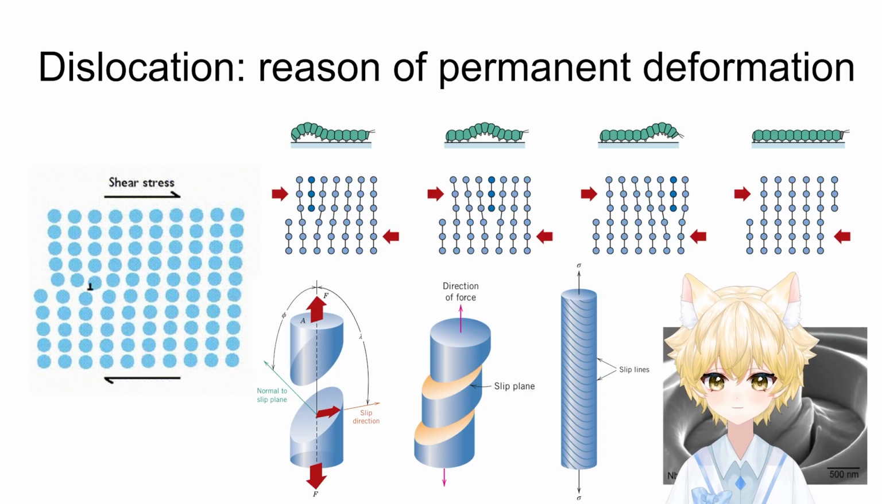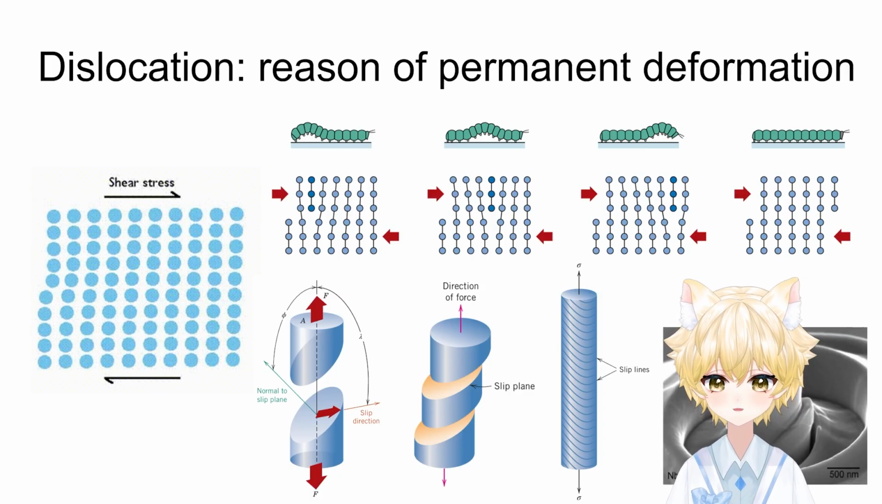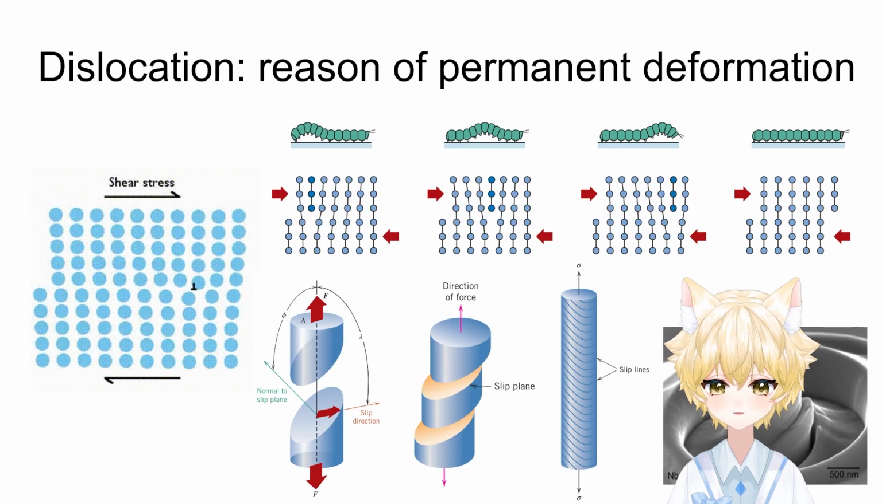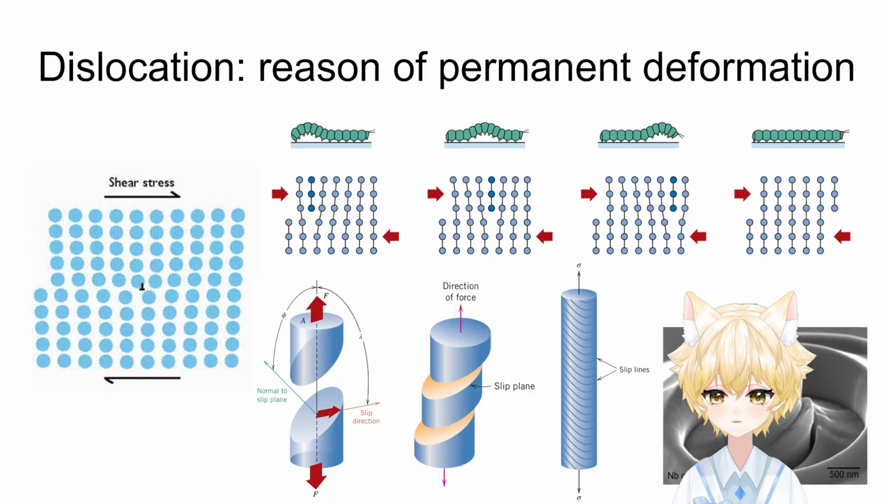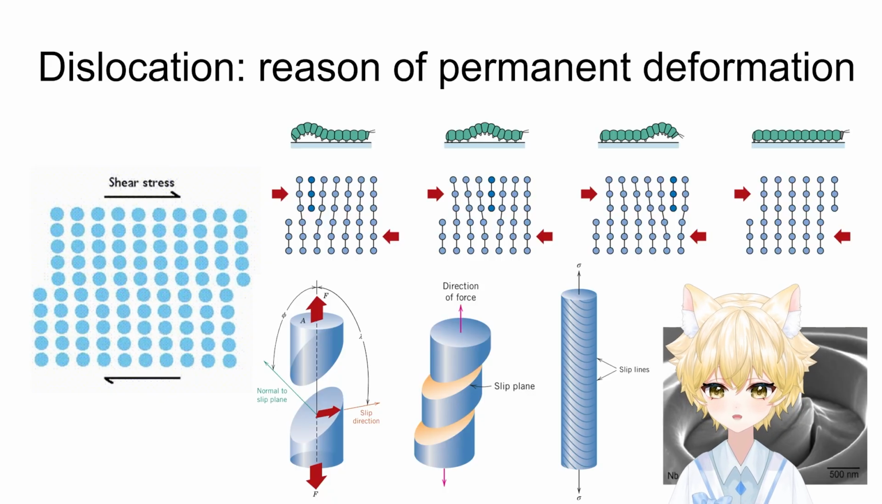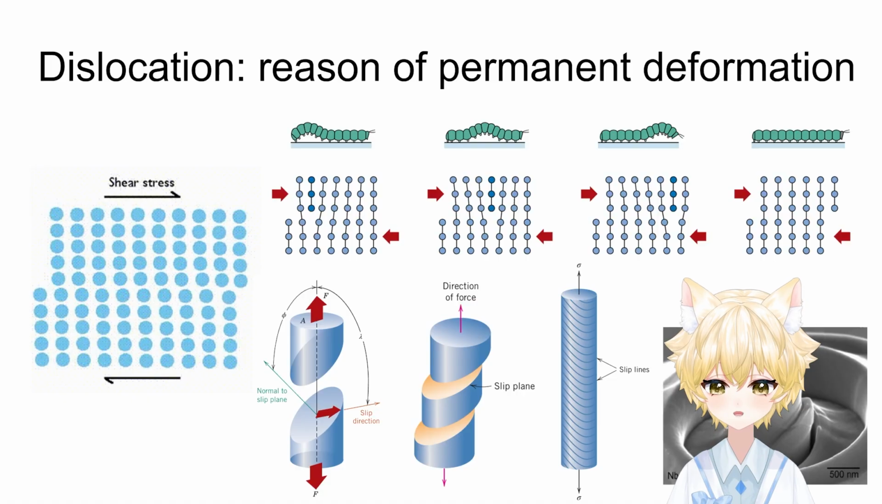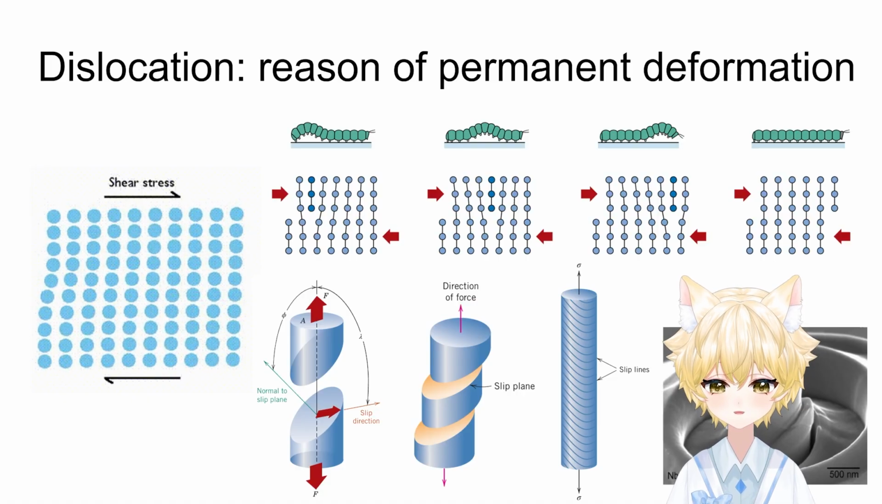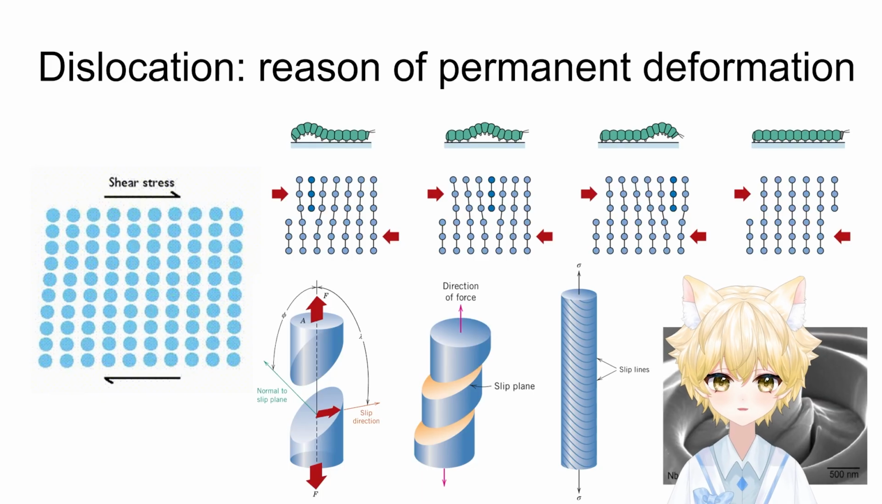In the lower images, we introduce the idea of a slip plane and a slip direction. Dislocations move along specific crystallographic planes and in specific directions. On the macroscopic scale, this motion appears as slip lines on the surface of a specimen, which you can see in the experimental image on the right.